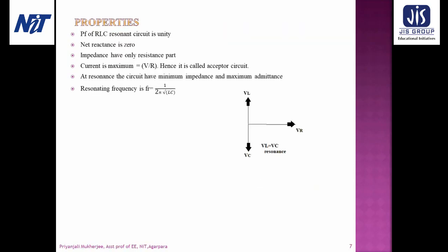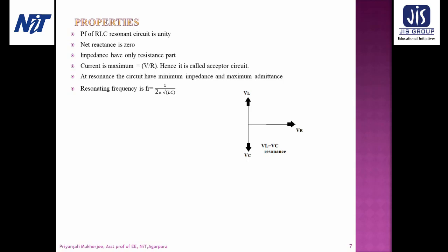Next is the properties of resonance. In the resonating condition, the applied voltage and the resulting current are in the same phase, which means the power factor of the RLC series circuit at resonance is unity, the same as a purely resistive circuit, as it is acting as a purely resistive circuit. The net reactance is 0 at resonance, and the impedance has the resistive part only.